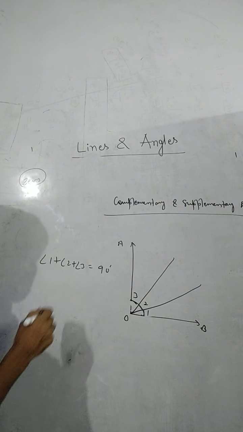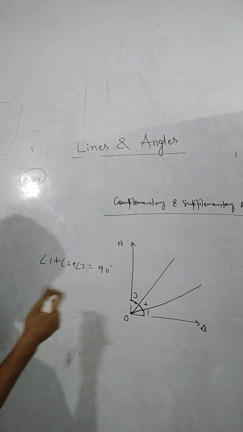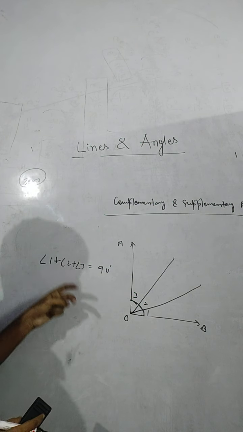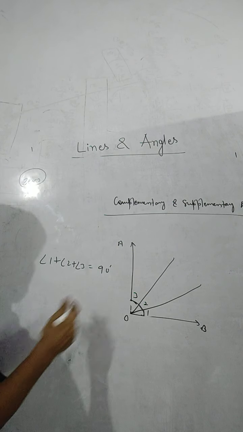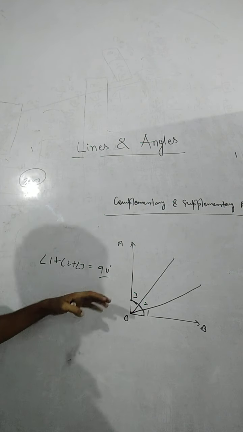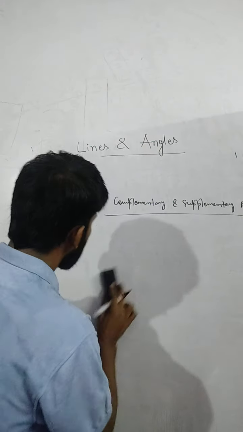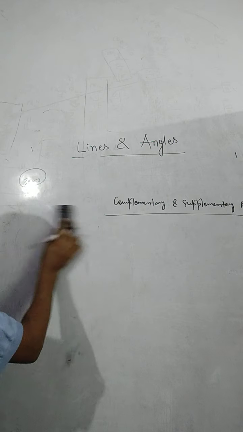For angles to be complementary, we can take only two. So the condition is when the sum of the measures of two angles is exactly 90 degree, then the two angles are known as complementary angles. And the supplementary is very similar to complementary, only the number changes.